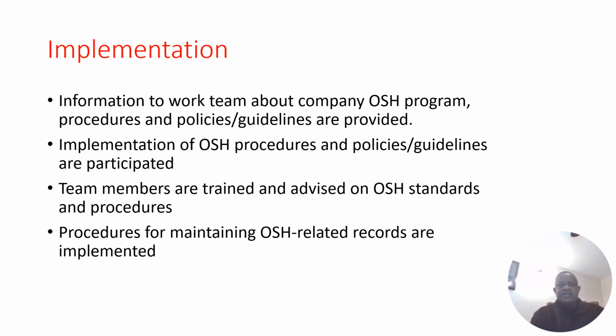Implementation. Information to work team about company occupational safety and health program procedures, policies, guidelines are provided. They must be provided by the employers. Implementation of occupational safety and health procedures, policies and guidelines are participated, which means employees must participate. Then team members are trained and advised on occupational safety and health standards and procedures. Procedures for maintaining occupational safety and health related records are implemented. They must be implemented. It is a responsibility for you as the security leader to implement these policies, records and procedures.